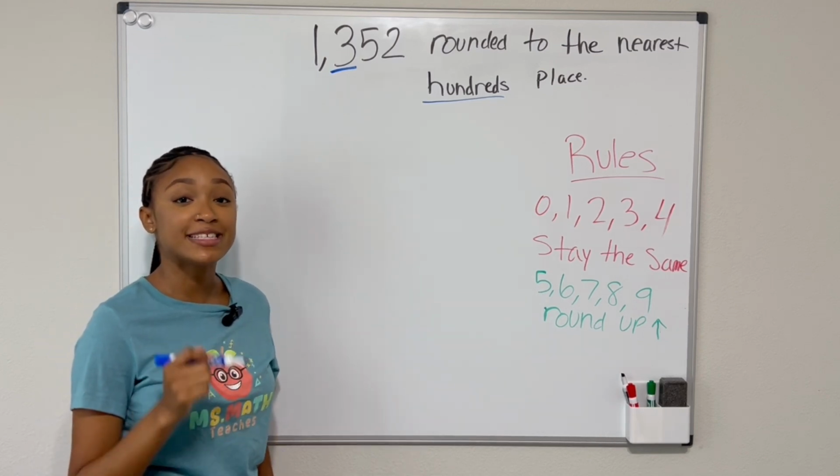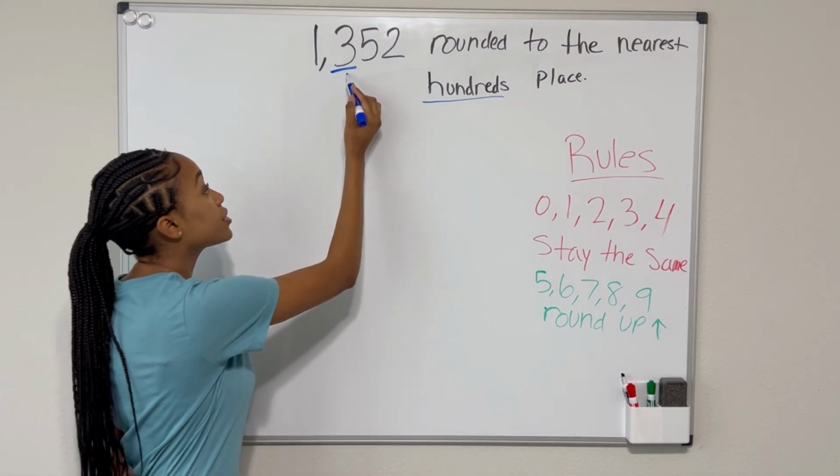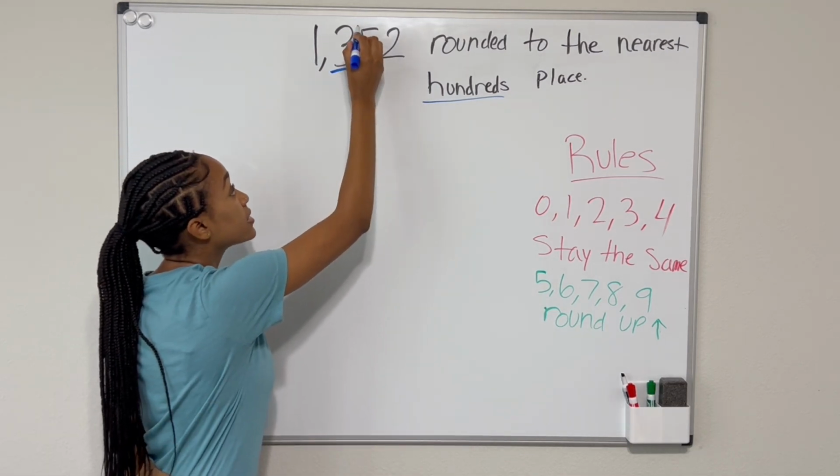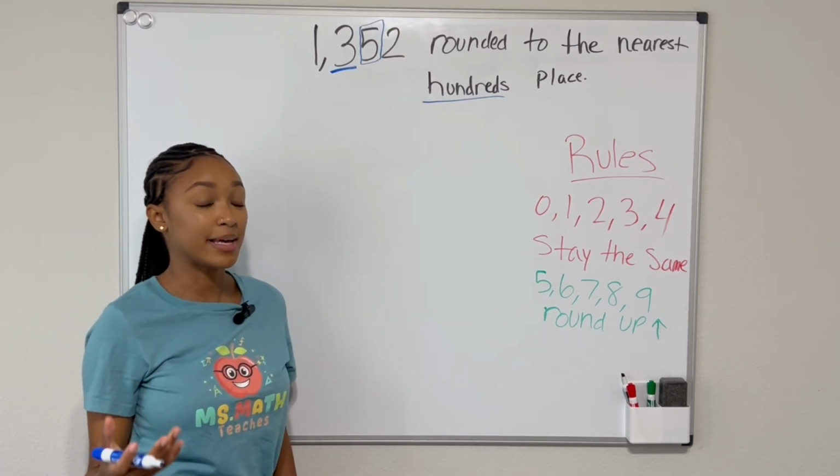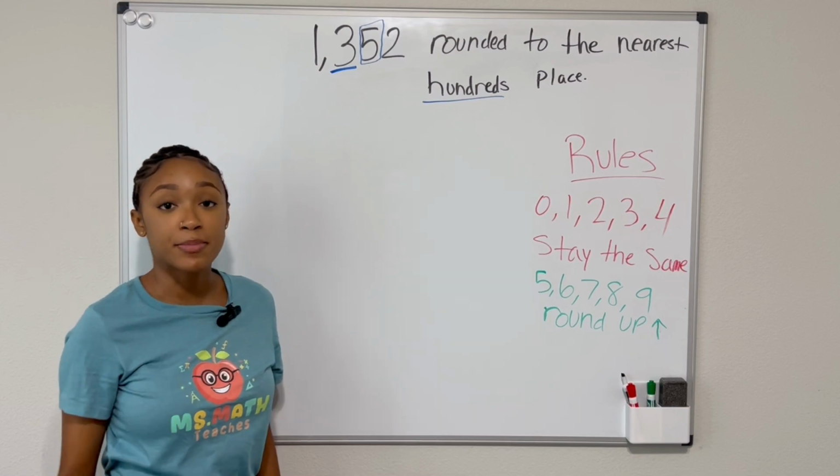Our neighbor is going to be the digit to the right. The digit to the right is the tens place. Let's go ahead and circle or box. I'll put a box because I don't have that much space. Let's circle or box our number.